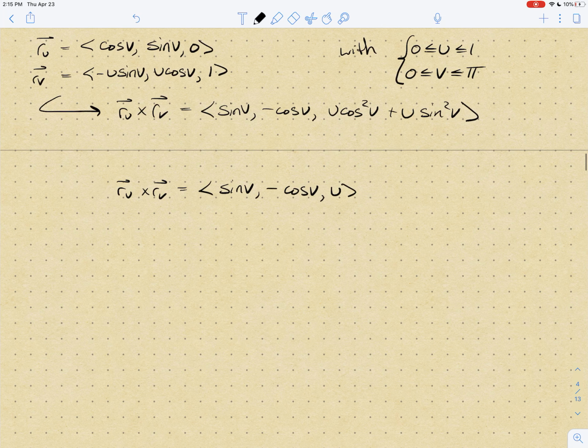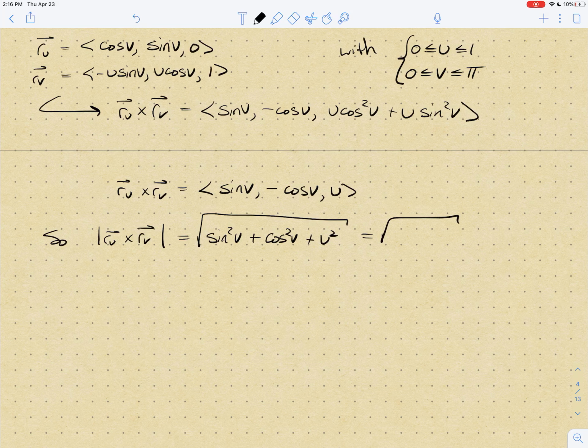I'm interested in the length. Don't forget that you want the length. And so the length of r_u cross r_v is going to be what? Radical sine squared v. The negative is gone. When I take minus cosine v squared, I get a cosine squared v plus a u squared. So this is exactly just radical 1 plus u squared.